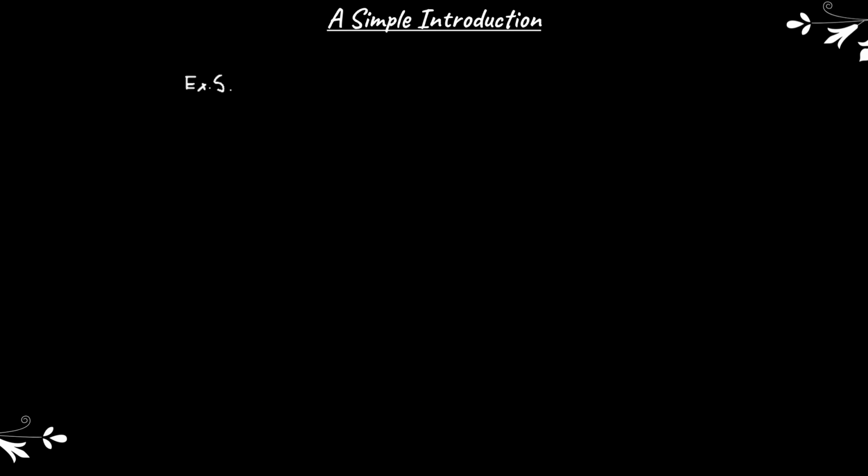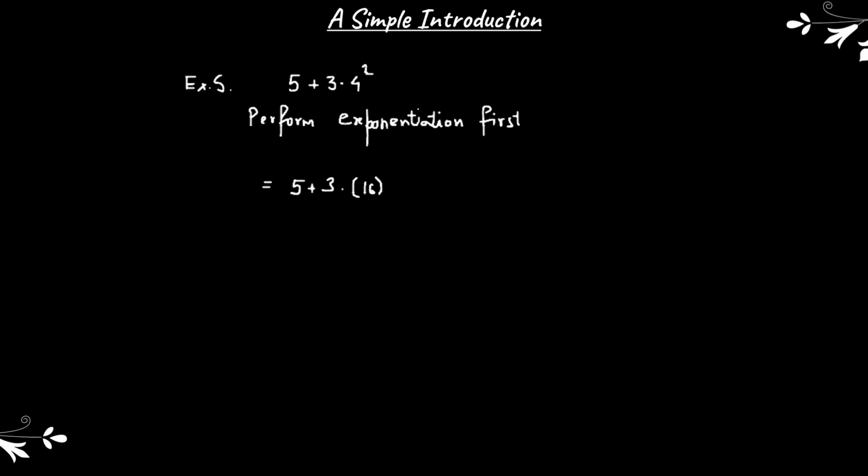Problem number 5, we're going to work on some exponentiation. So here we have 5 plus 3 times 4 squared. So 4 squared is an exponentiation. So we have to perform all exponentials that are present as we read from left to right. So we have 5 plus 3 times 4 squared, which is simply 16. Then we perform our multiplication. So we have 5 plus 3 times 16 is 48. So we have 5 plus 48, which is 53.